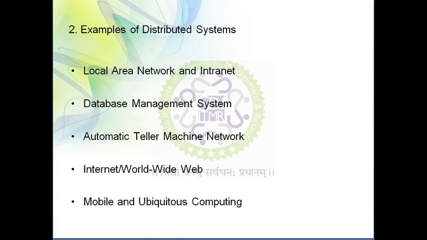Examples of distributed systems could be a local area network, an intranet, a database management system, an automatic teller machine network, the internet, the world wide web, mobile and ubiquitous computing.